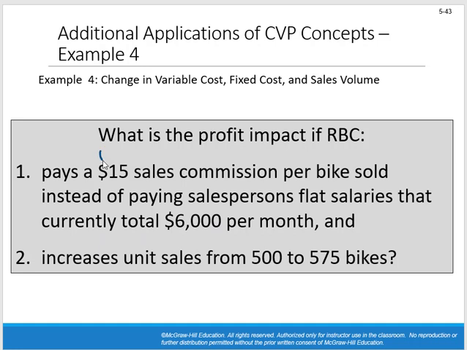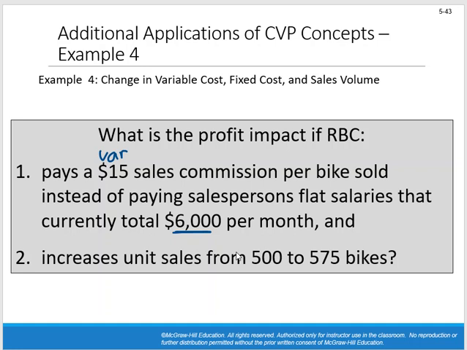So we're taking on more variable expense, right? A sales commission, that's on a per bike basis. So our variable expenses are going up $15 per unit, while our fixed expenses are going down by $6,000 per month. And this change is going to cause our unit sales to increase from 500 to 575.